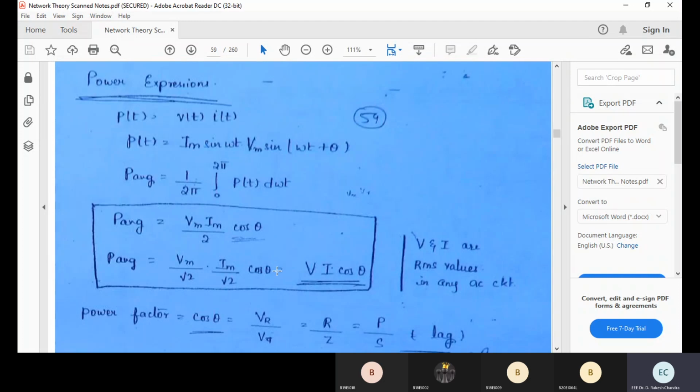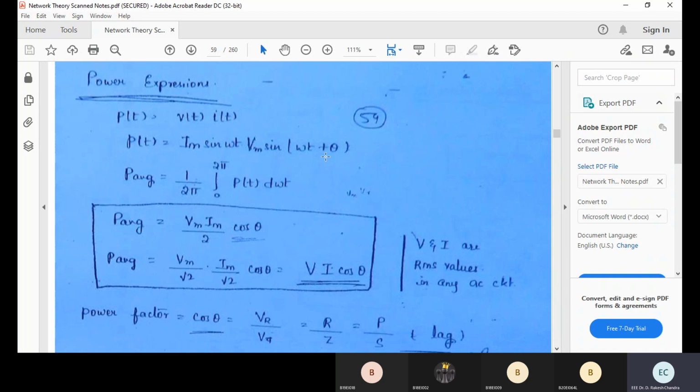Your power expressions, in the previous classes we have seen the same thing. Power P is equal to V of t times I of t. I is equal to Im sin omega t. Your voltage leads by theta, that is omega t plus theta.